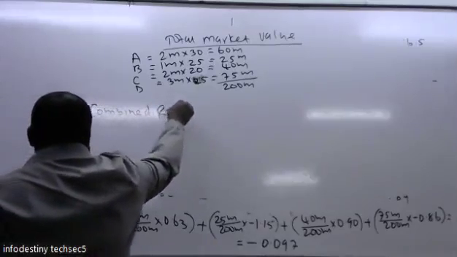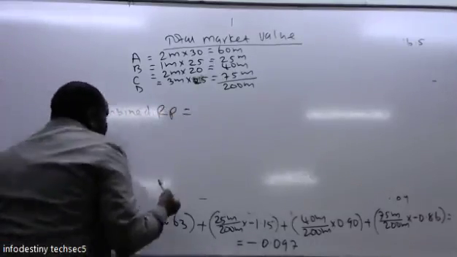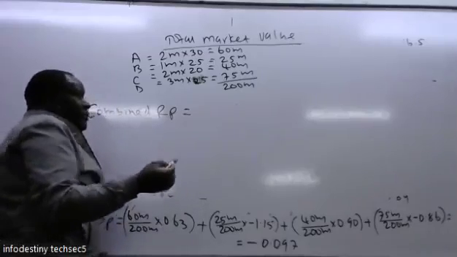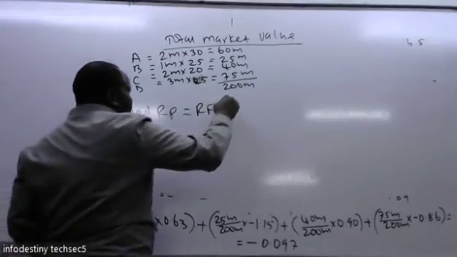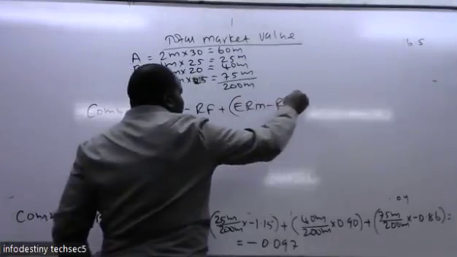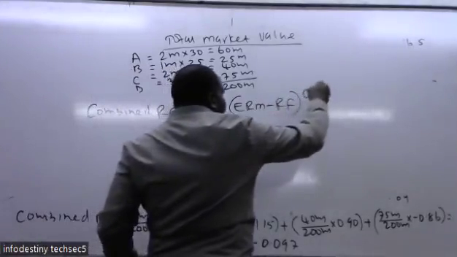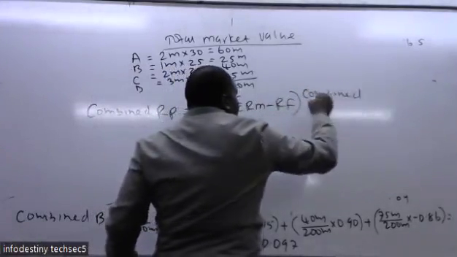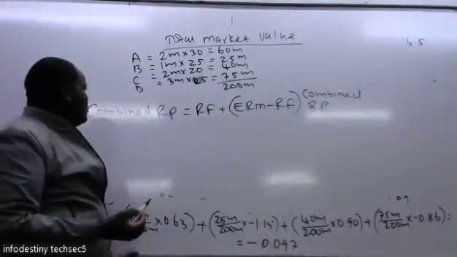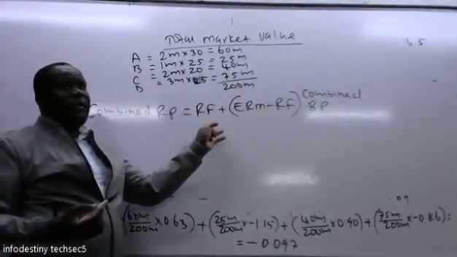combined return of the portfolio. So to compute the combined return for the portfolio, we use the security market line: the risk-free rate plus, in brackets, expected return for the market minus the risk-free rate. But we use the combined beta for the portfolio.